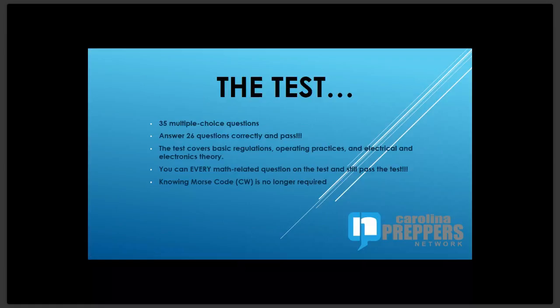So let's talk about the test for a minute. The test is going to be 35 multiple choice questions. You only have to answer 26 of them correctly to pass. It just basically covers all the basic rules, the operating practices that your other ham radio operators that are going to be listening to you expect you to operate. And there is a little bit of electrical and electronics theory involved.